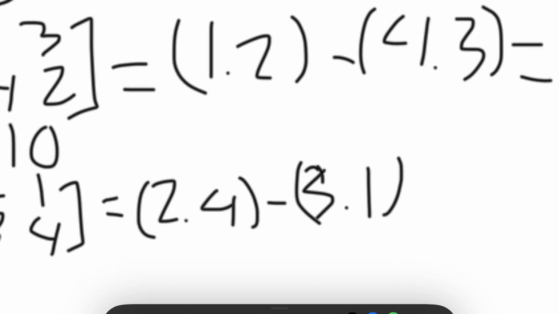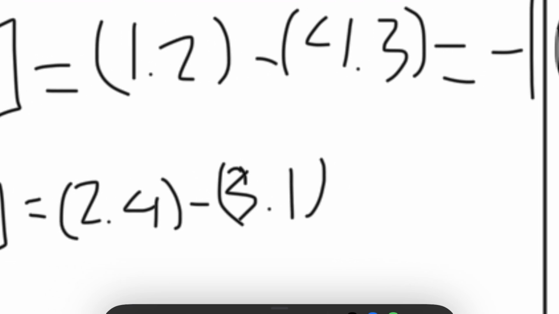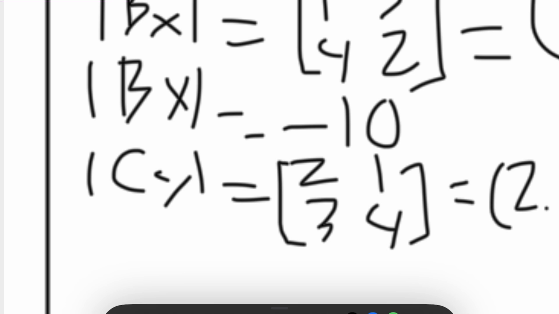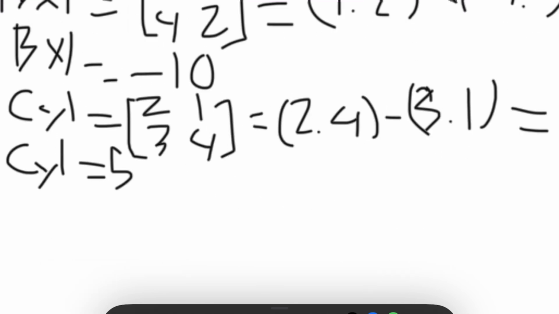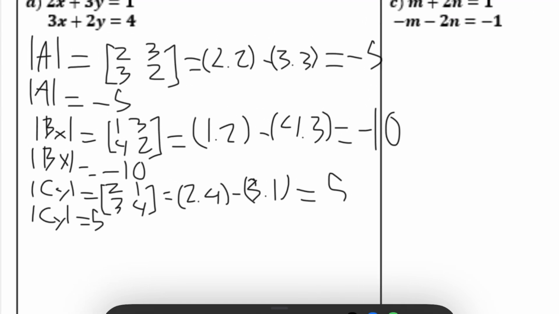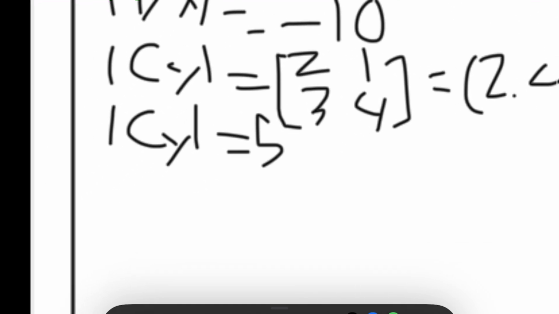8, so 8 and minus 3, this gives us 5. Our y determinant is 5. And now at last, we need to get x and y, which is pretty simple.